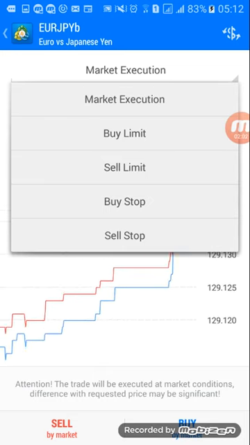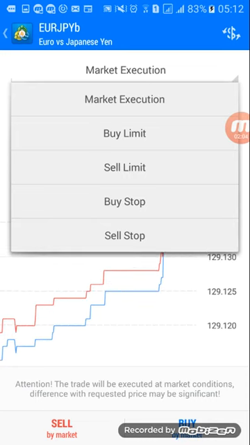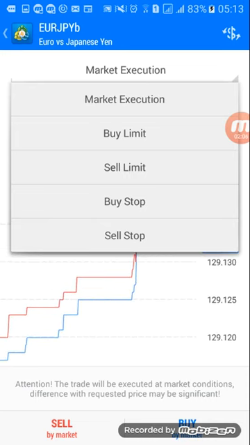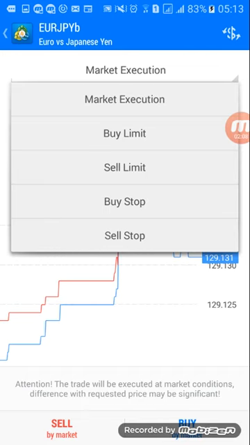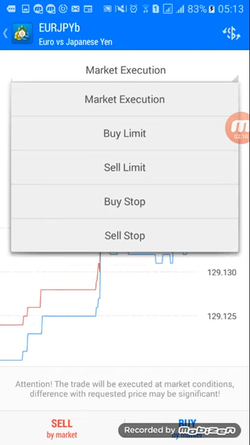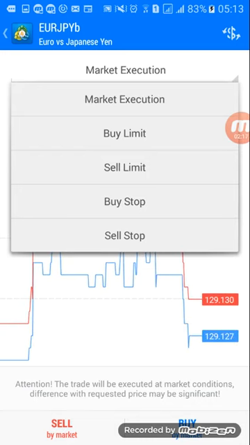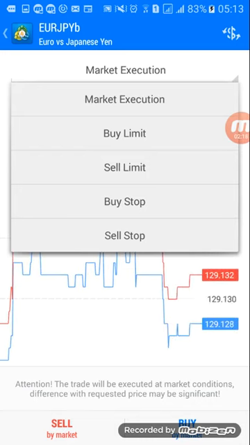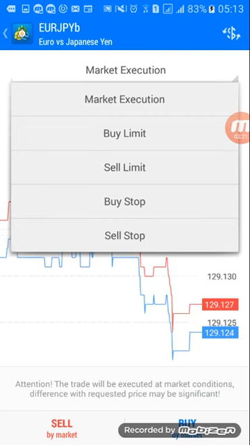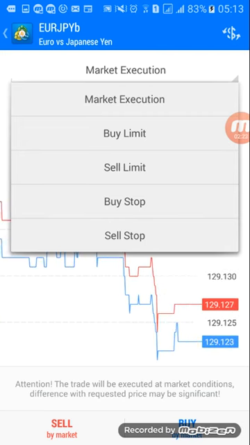So with a buy stop, you place it above, in such a way that you are hoping that by the time the chart touches that line, it will open a buy trade. Now it's going to be a trade, no longer an order. So by the time it touches the buy stop, it's going to open a buy.